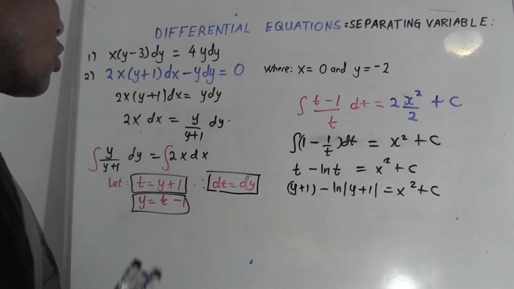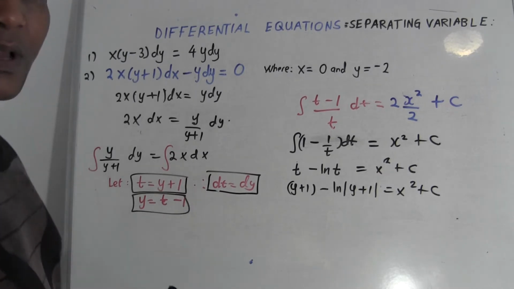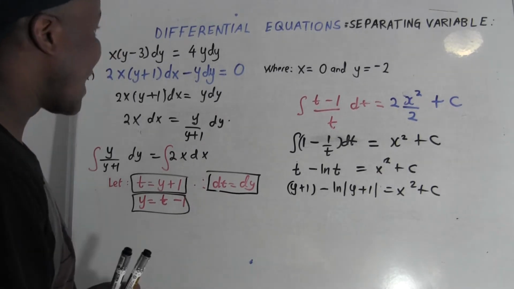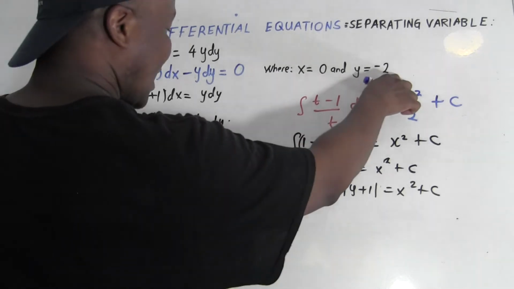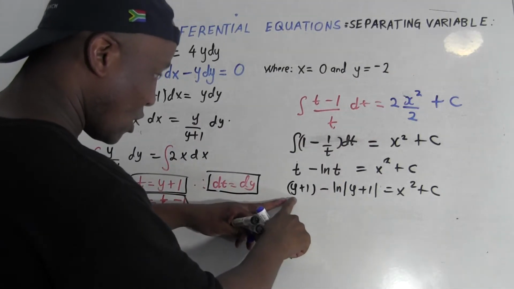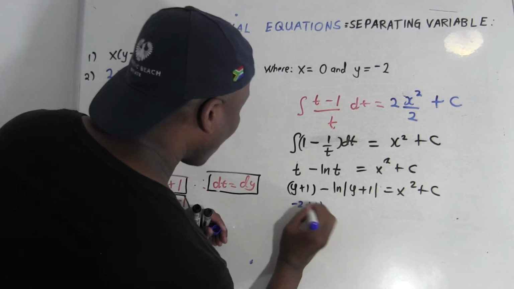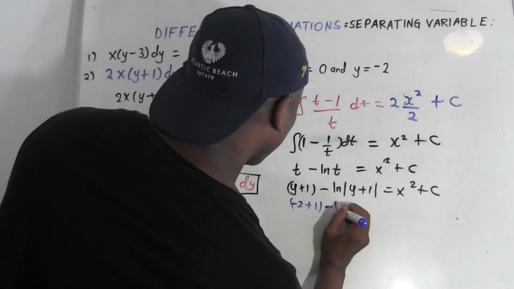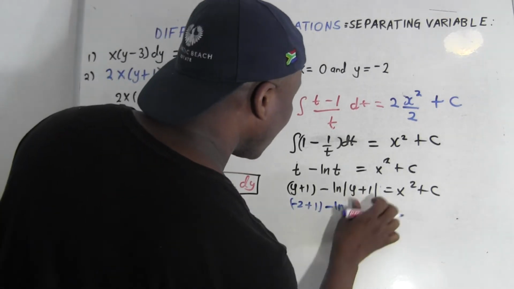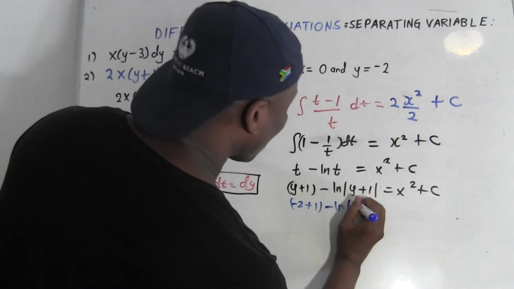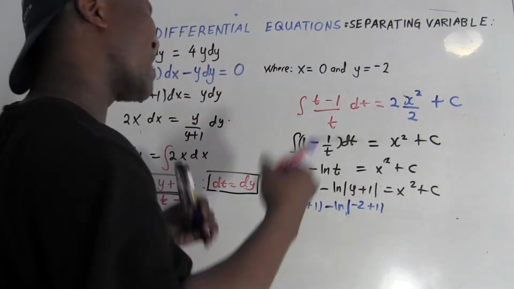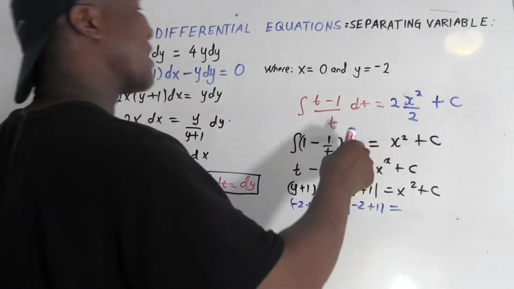So now, we know the value of y. They give us the initial value: x equals 0, y equals negative 2. So it's going to be negative 2 plus 1. What is negative 2 plus 1? It equals negative 1, but you can show the steps if you want, with the absolute value of negative 2 plus 1, or you can simply say negative 1.